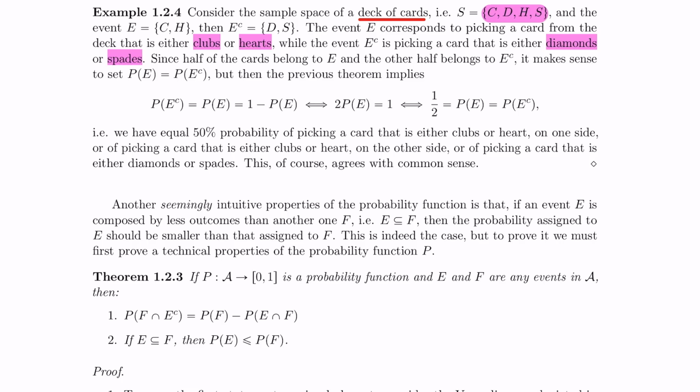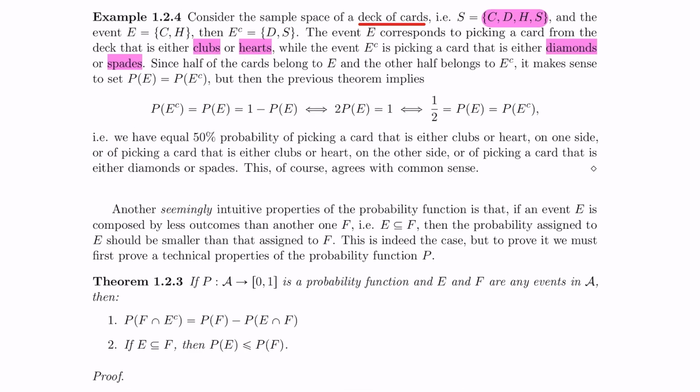This event occurs when we pick a card from the deck that is either clubs or hearts. The complementary event will be DS, which occurs if we pick from the deck either diamonds or spades. If the deck of cards is fair, then half of the cards will belong to E and the other half to E complementary. So it makes sense to assign a probability function such that P of E equals P of E complementary.